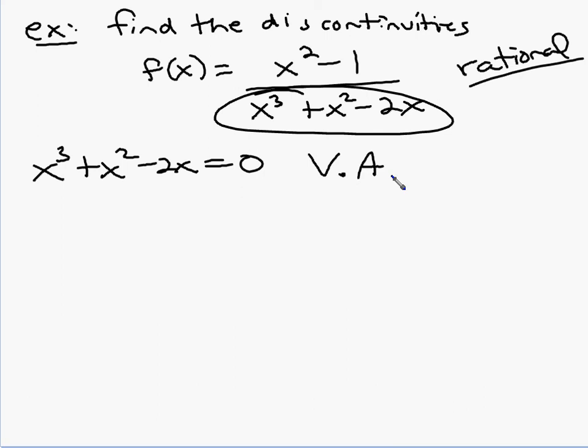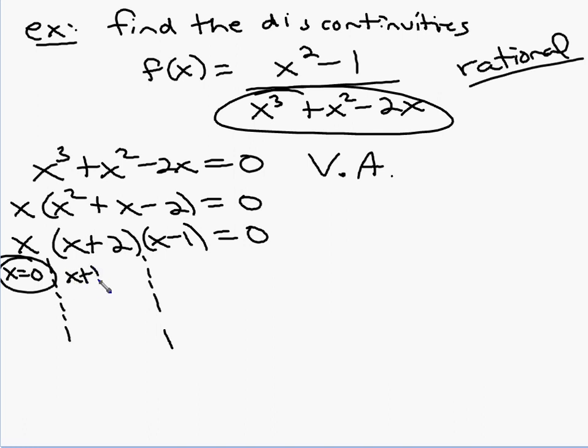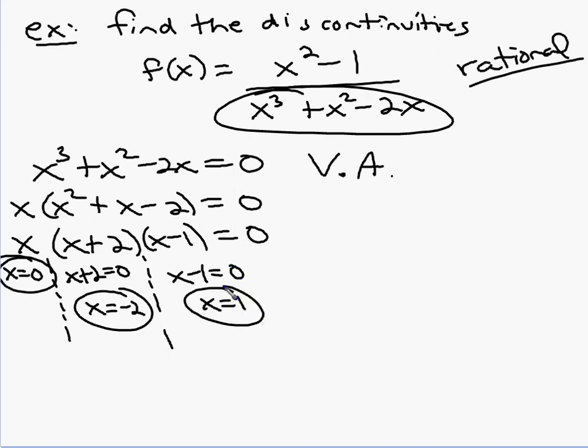So I need to take an x out, and now I have x squared plus x minus 2 equals 0. I need to do some factoring. X plus 2, x minus 1. Split all three of these up equal to 0. X equals 0. There's the first discontinuity, looks like to me. X plus 2 equals 0, so x equals negative 2. X minus 1 equals 0. X equals 1.